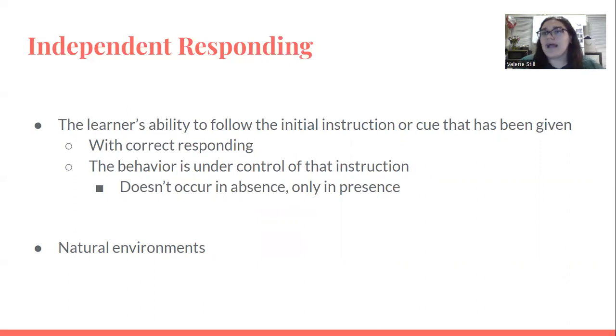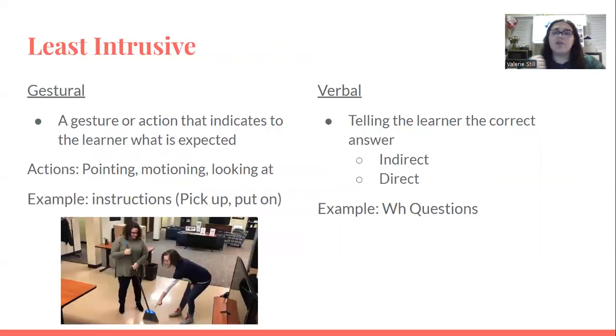And this is more in natural environments. Independent responding can happen a lot in the natural environment through different instructions and different cues. The least intrusive prompts, besides independent, are gestural and verbal. A gesture prompt is a gesture or action that indicates to the learner what is expected. That could be pointing, motioning with your hand, or even looking at an item.